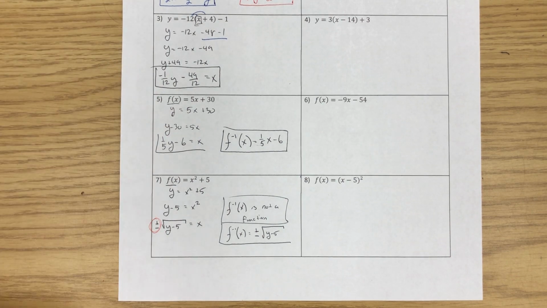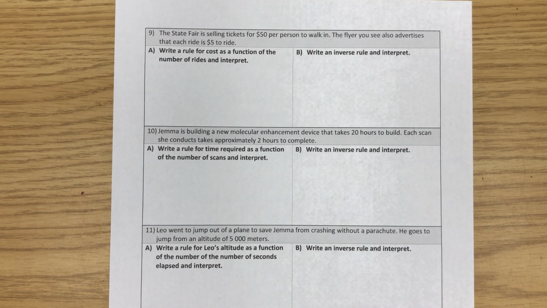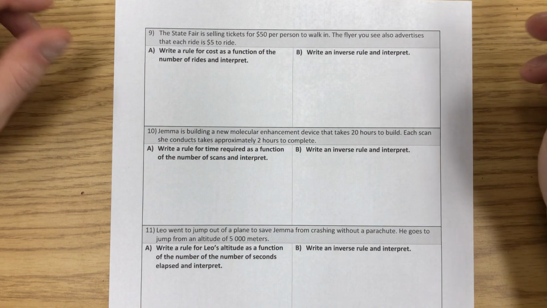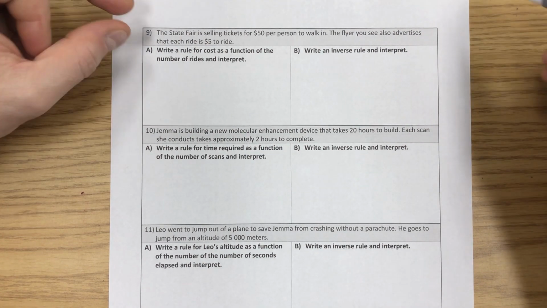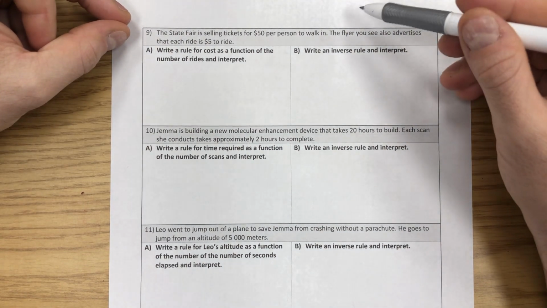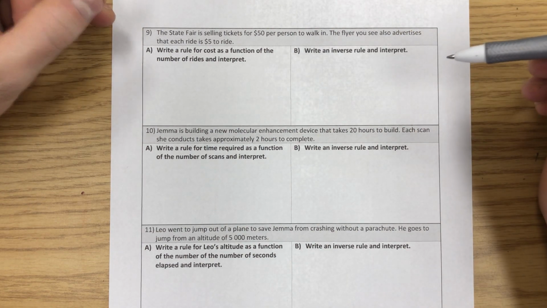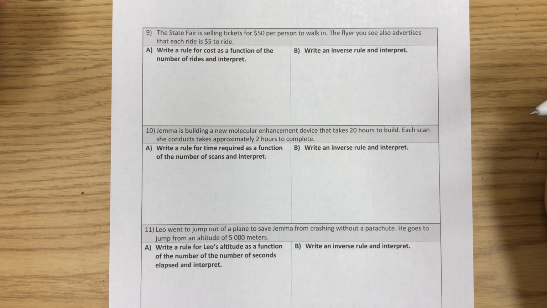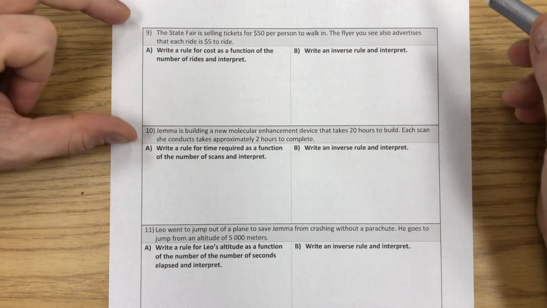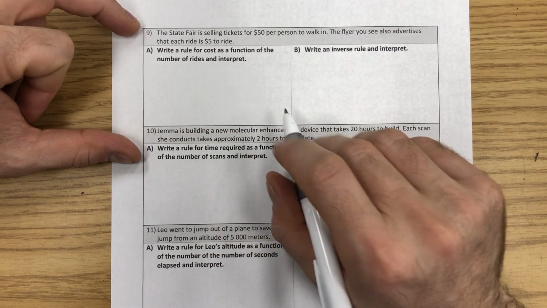But right now that we've gotten the mechanics behind it done, let's go ahead and try some scenarios and see if we can interpret what the inverse function is telling us. So, the State Fair is selling tickets for $50 a person to walk in. The flyer you see also advertises that each ride is $5 to ride. So your first thought might be, wow, this is an expensive state fair. And you are correct. But we're going to talk about functions and inverses.